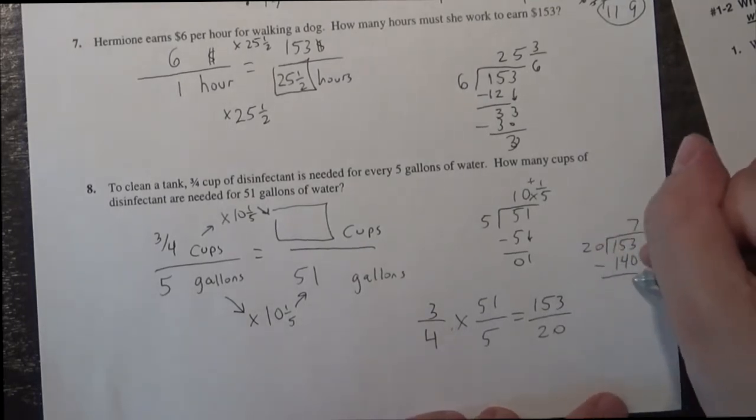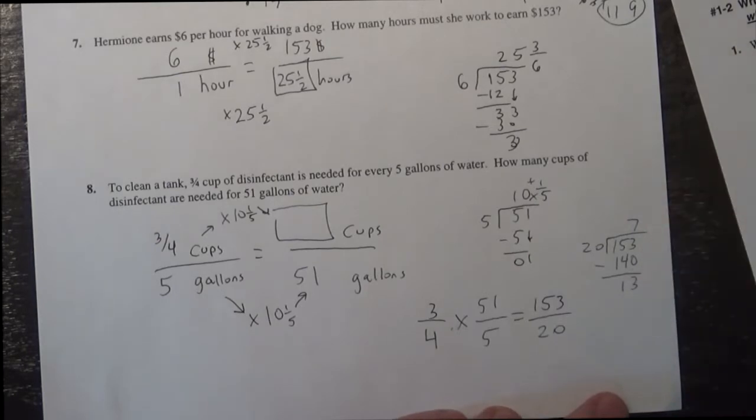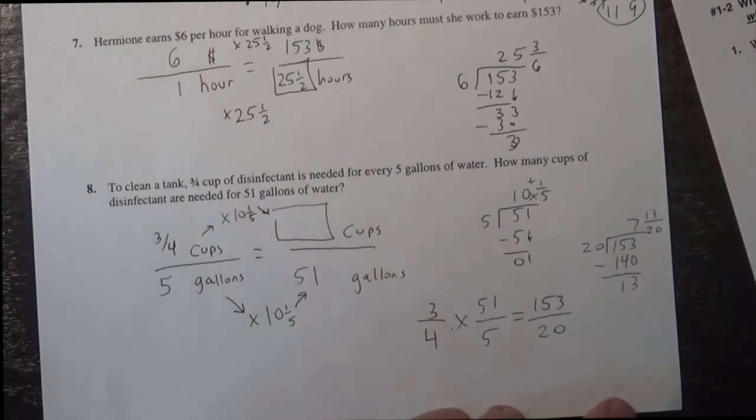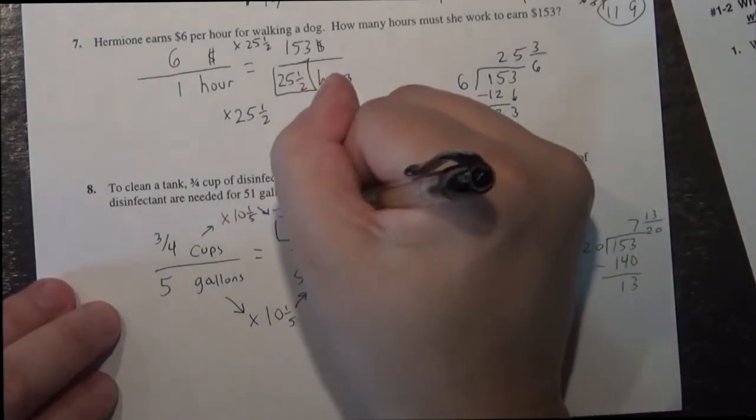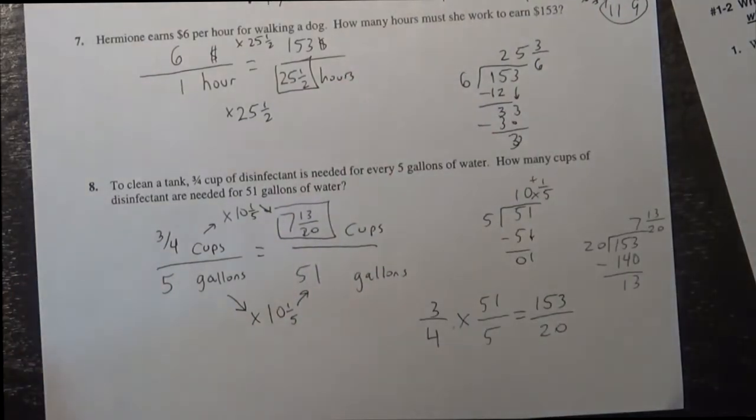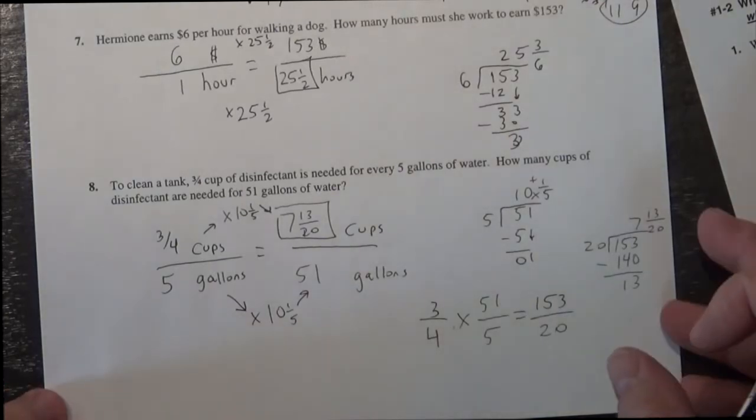I'll subtract. I end up with 3 and 1 and 0. So 13 is my remainder. That means I could say this is 13 20ths. So I'm going to have 7 and 13 20ths cups for my 51 gallons. All right, that is our second page through number 8. Moving on to number 9.